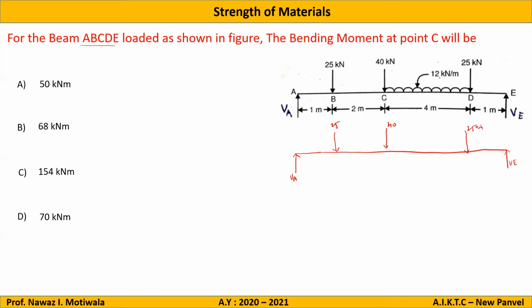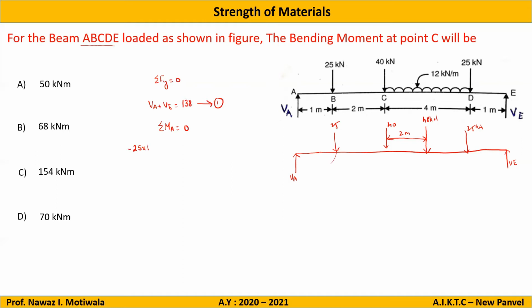Now, this UDL force will be 12 multiplied by 4, which is 48 kilonewton, acting at a distance of 2 meters from it. Now I can find the support reactions. For support reaction, first I write summation of Fy equals 0. So I get VA plus VE is equal to 25 plus 40 plus 48.